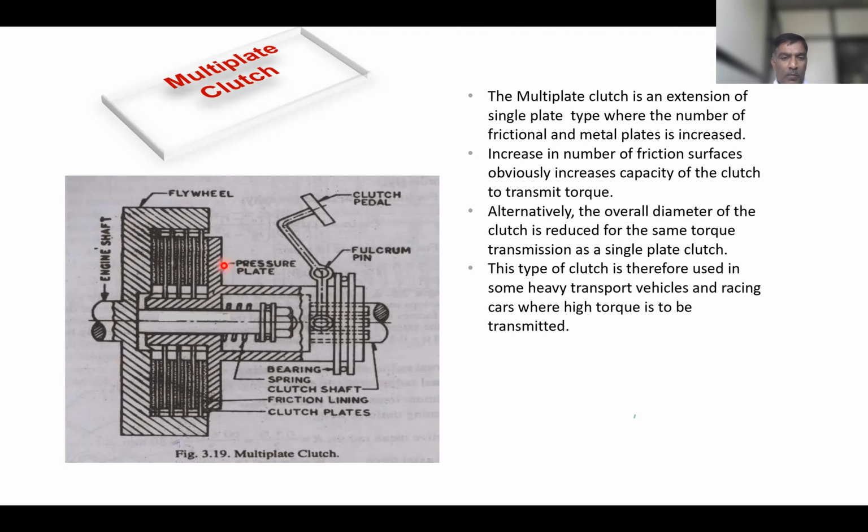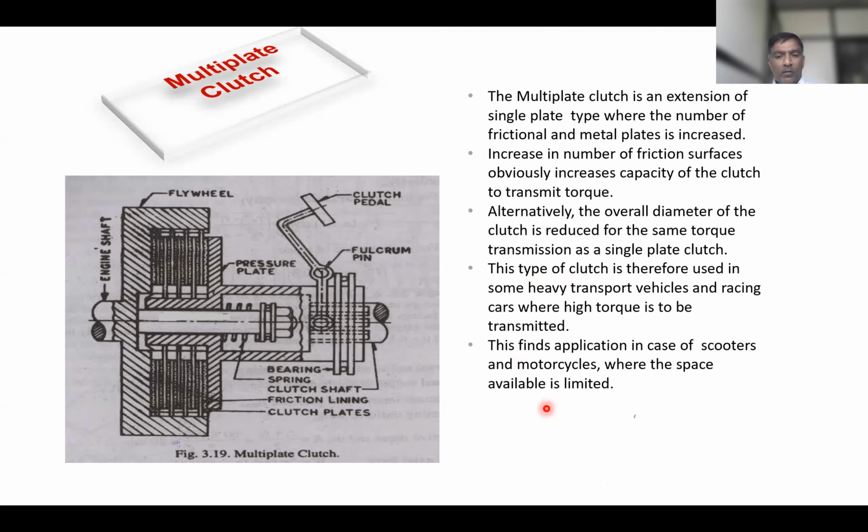This one is the pressure plate and the small plates. This one has more thickness, and the others we are going to call metal plates. Here are the metal plates, and this one is the major pressure plate, and next there will be metal plates. Those are going to apply the external force. Such multi-plate clutches are used in scooters and motorcycles, as space is limited.